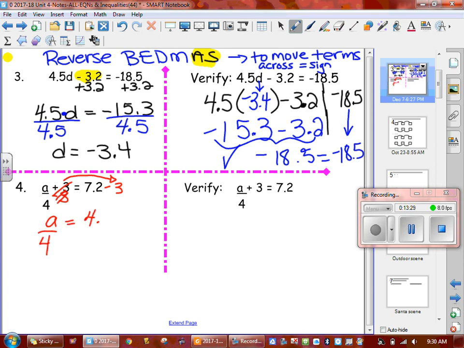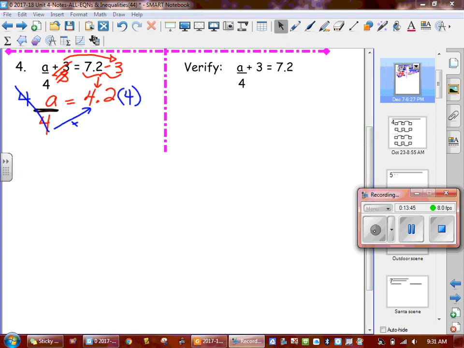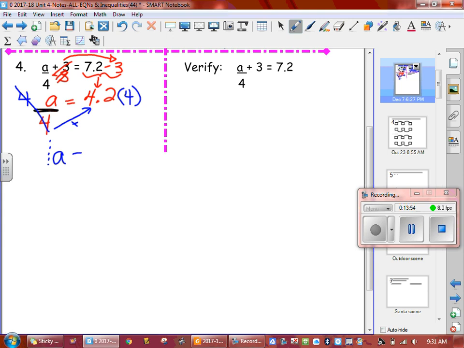Whatever I do to one side, I must do to the other. Our last step, that A is being divided. So to continue and isolate our variable, we're going to multiply both sides by 4. That removes the 4, and we get our hidden 1 in front of our A value. So now we get 4 times 4.2 to give us 16.8. So that's our final solution.